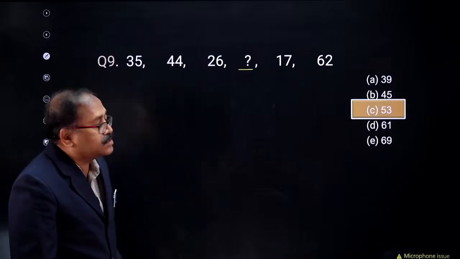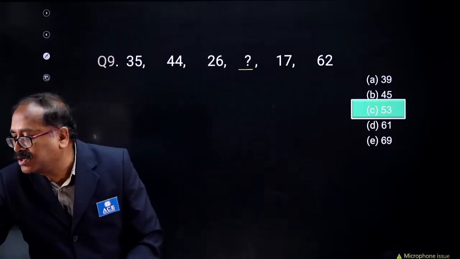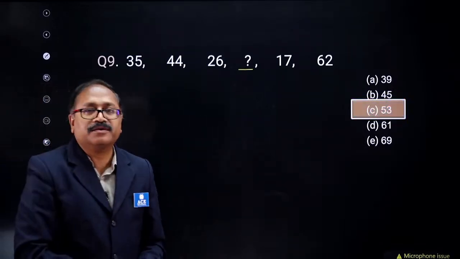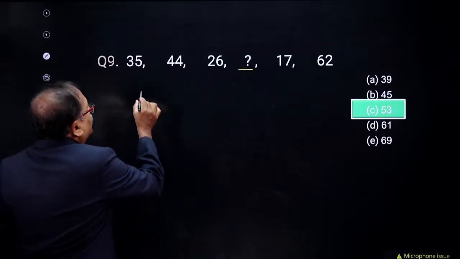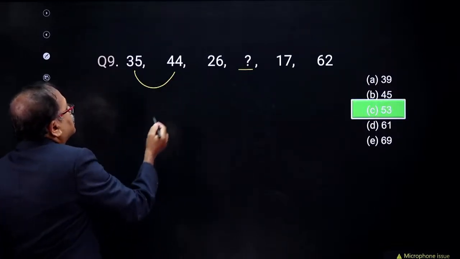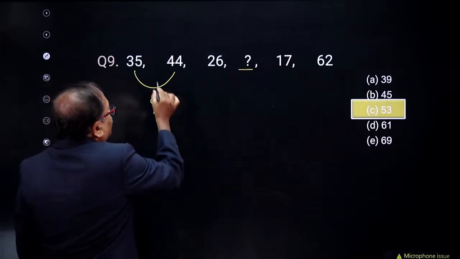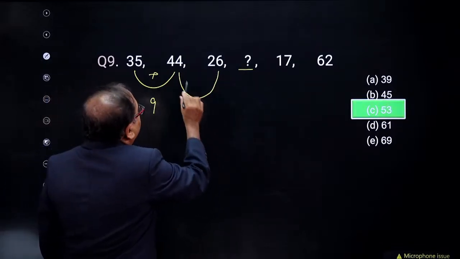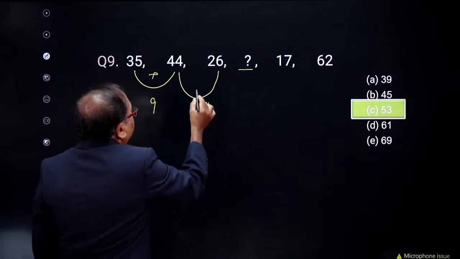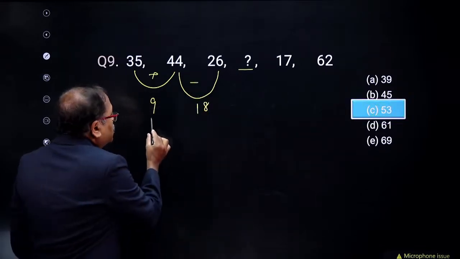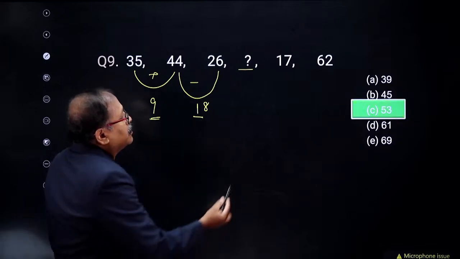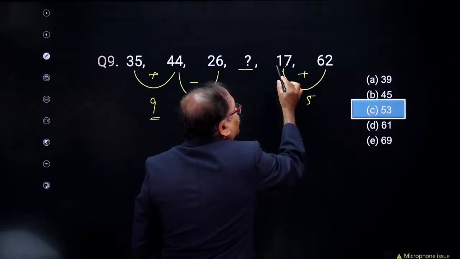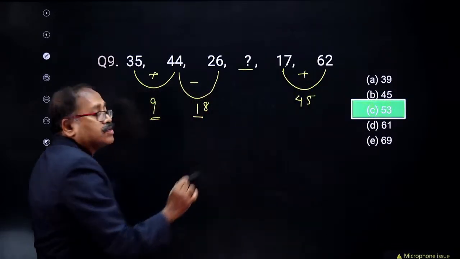Now, let me check the answer, and the answer is 53. Oh, well done. Savitri is rocking. Today she is the leader of the board. What she must have noticed is from here to here it is increased by 9. From here to here it is decreased by 18. And from here to here it is increasing by 45, which is also a multiple of 9.